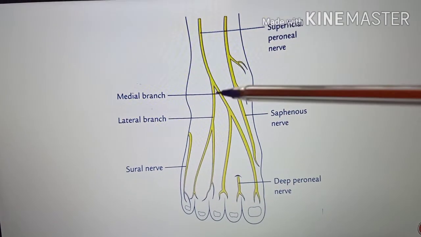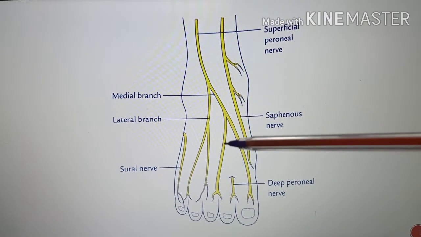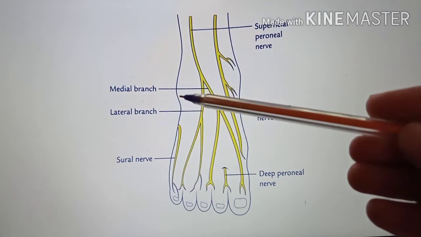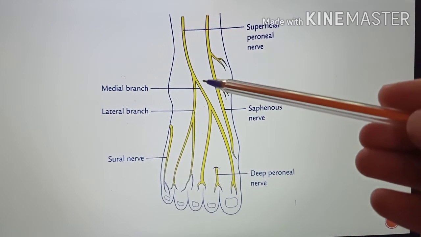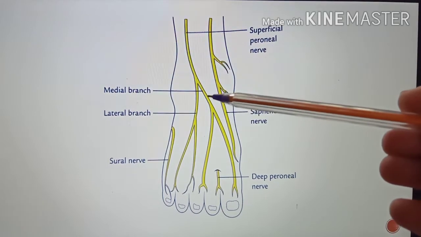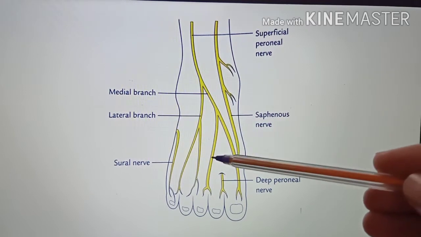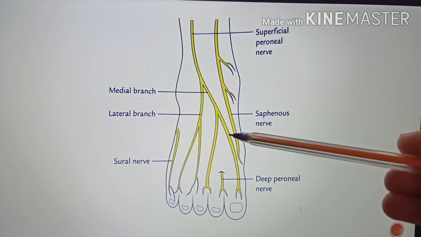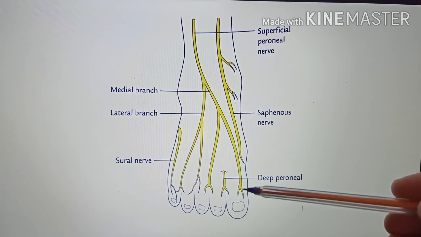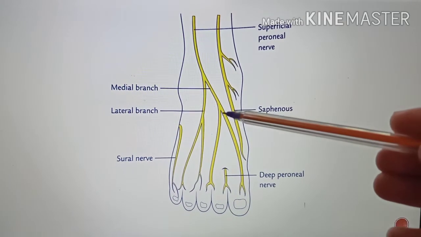So if you see the superficial peroneal nerve, most of the dorsum of the foot is supplied by the superficial peroneal nerve. Just above the ankle, the nerve divides into a medial branch as well as a lateral branch. The medial division again subdivides into branches which supply the medial side of the great toe. So this is the great toe. The medial side of the great toe is supplied by this subdivision from the medial branch.